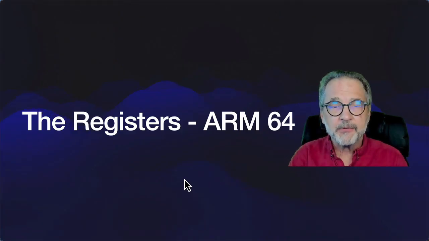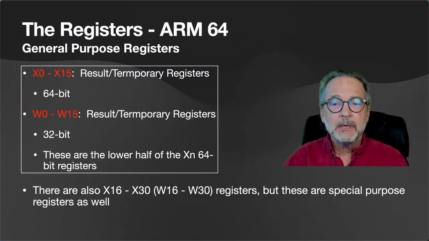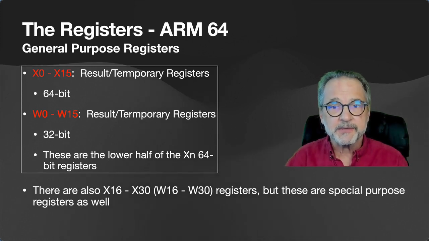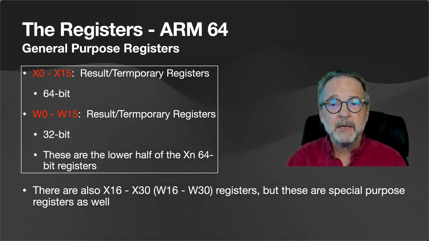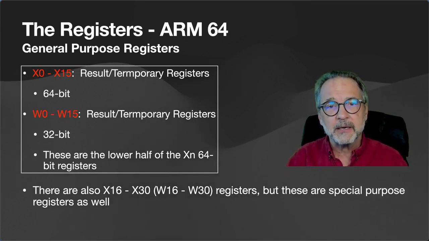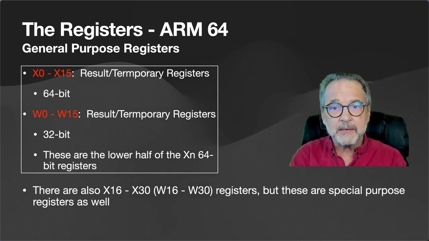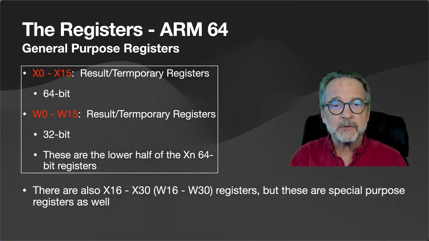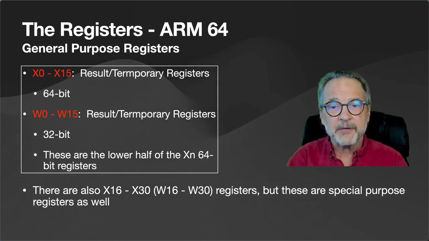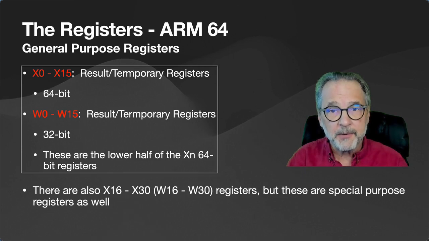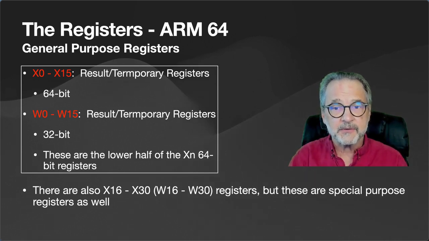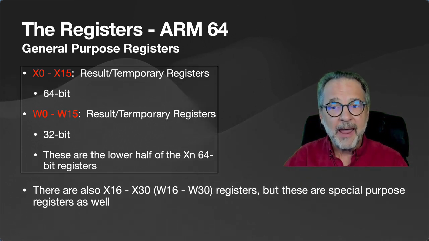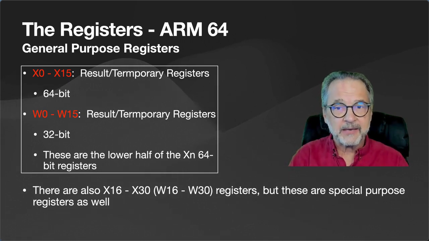Okay, that's the ARM32. Let's take a look at the ARM64. Now the ARM64 general purpose registers are X0 through X15. Those are the 64-bit registers, and then we also have W0 to W15, and those are directly related to the X0 through X15. So W0 is related to X0, W1 would be related to X1, and so forth. That's the 32-bit component of those X registers, the W registers. And these are basically the lower half of the X registers, which are 64.